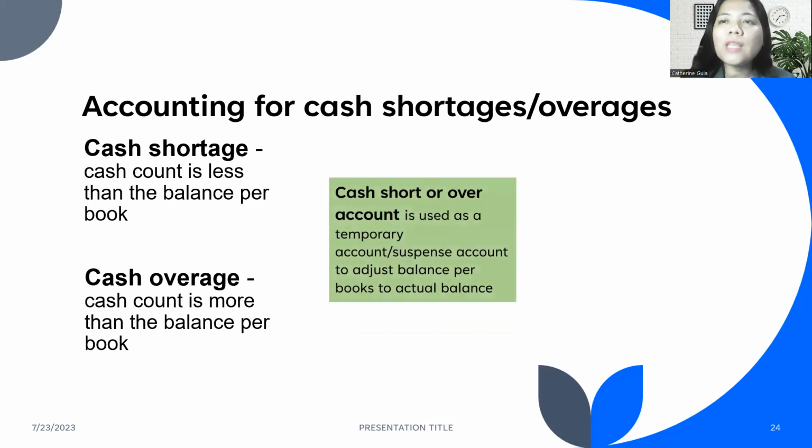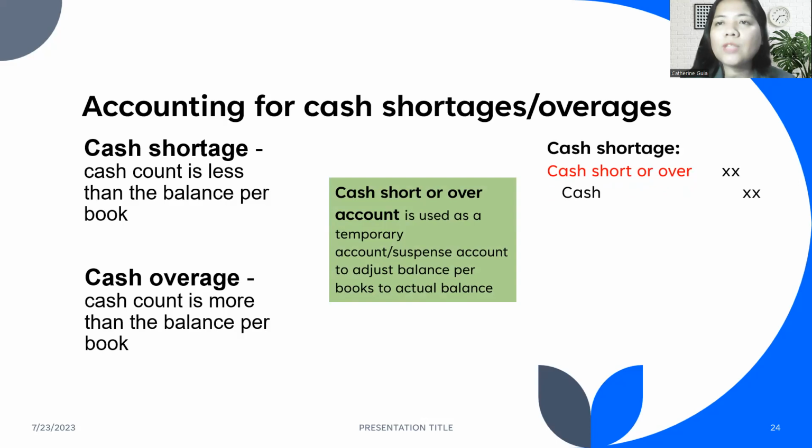And how do we account for the differences? Normally we use a temporary account or suspense account to adjust the balance per books to the actual balance, and we use the account title cash short or over. Assuming that there is a cash shortage, we will be decreasing our cash in our books. So we will be crediting cash, and then we will debit cash short or over.